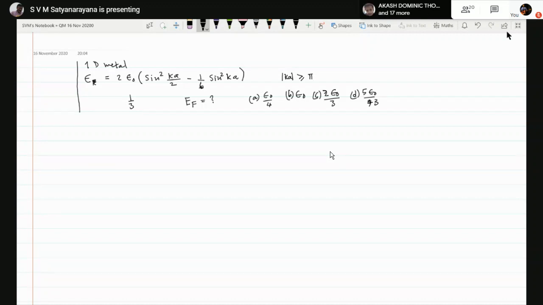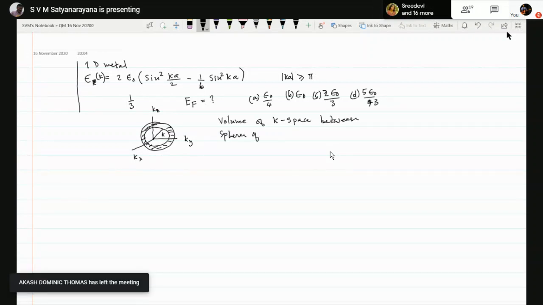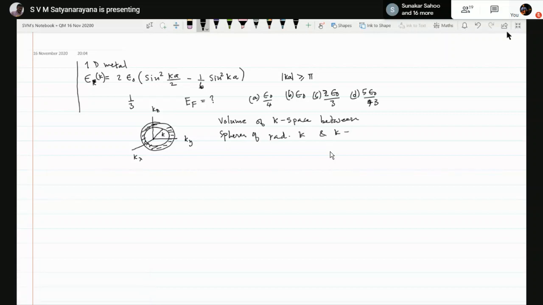So if you have a k space with kx, ky, kz, and then you think of a sphere of radius k and a sphere of radius k plus dk, then this volume in k space between spheres of radius k and k plus dk is equal to 4 pi k square.